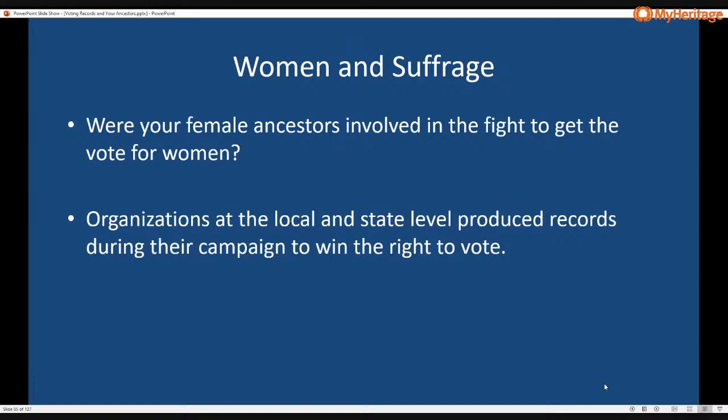Organizations at the local and state level produced records during the campaigns, during the fight, during all that they did to get the right to vote. Many of these records are going to be at the local area. They may be at the state level. They may even be at the federal level, because this was a nationwide United States fight to get the vote for women.